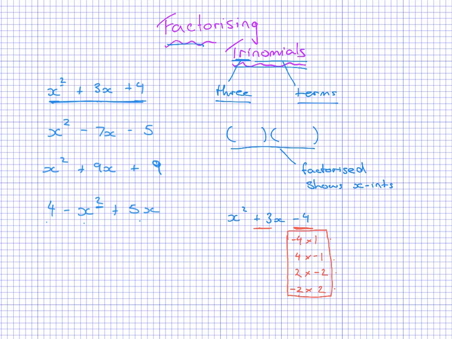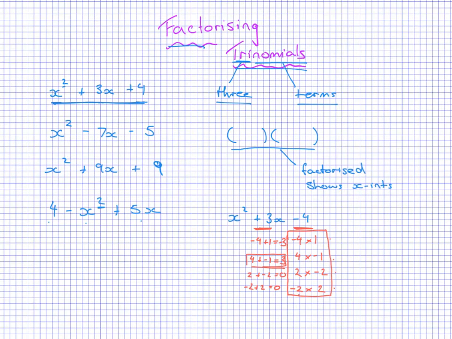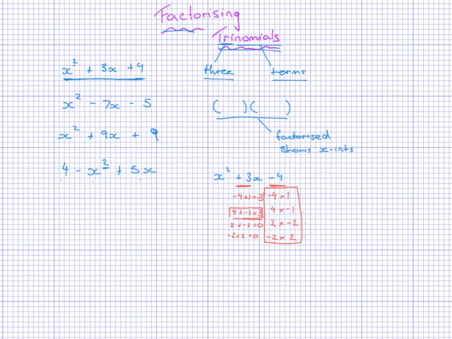Starting from the bottom, minus 2 plus 2 is 0. 2 plus minus 2 is 0. 4 plus minus 1 is 3, and that one fits what we needed. Just to double check, minus 4 plus 1 equals minus 3. So you can see that the second last one there is the only one that adds together to make positive 3. This shows us the 2 factors, 4 and minus 1, that we'll need.